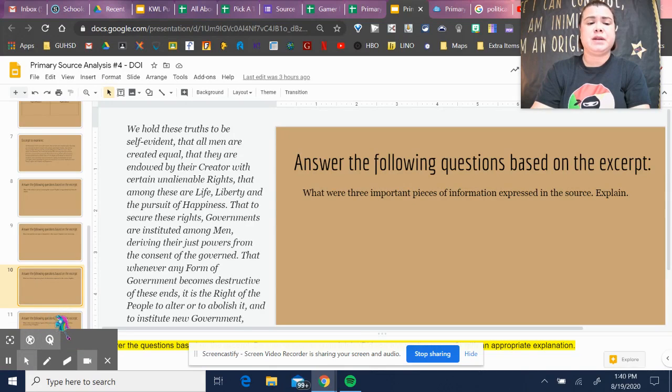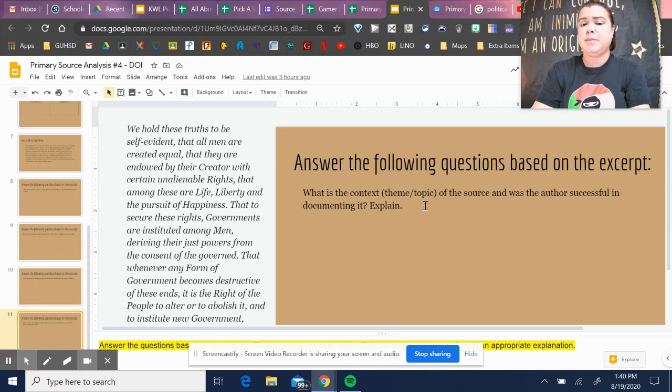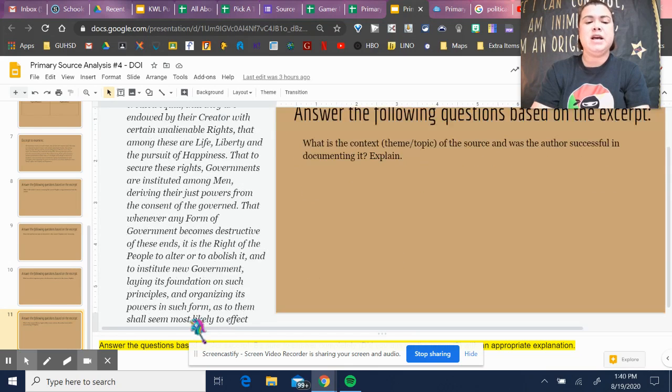And slide 11, okay? Slide 11 says, what is the context, the theme or topic of the source, and was the author successful in documenting it? What was it about, and was the author, did he express what he wanted? And did you get that information from the document? Was it a success? And then I want you to explain why, okay?